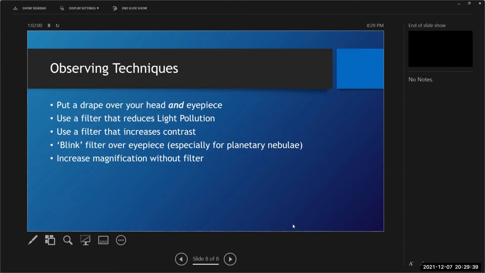So that was the first answer. What was the second question? Using binocular viewers. I've never been able to be a binocular viewer person. I've got eye muscle troubles.